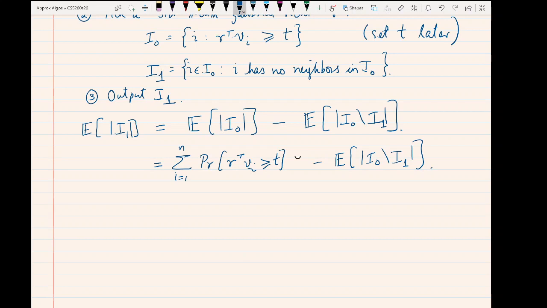Now notice that by the property of our standard Gaussian vectors, this is a one-dimensional Gaussian. And the probability that a one-dimensional Gaussian is greater than T is equal to, we had defined it as, N of T. And we are of course subtracting out what was removed.